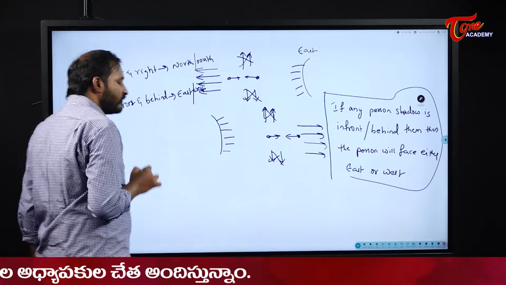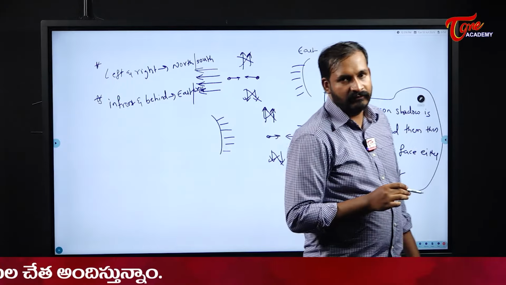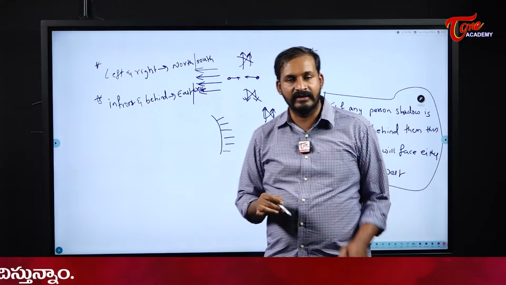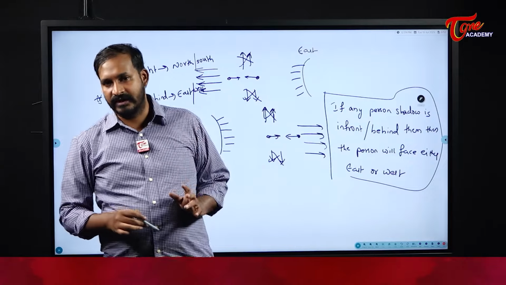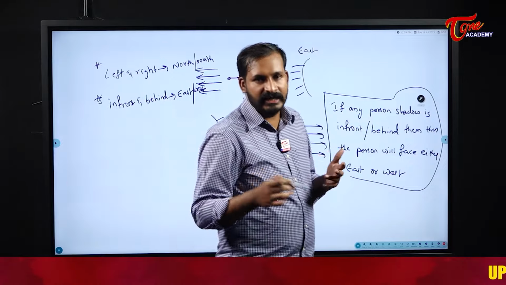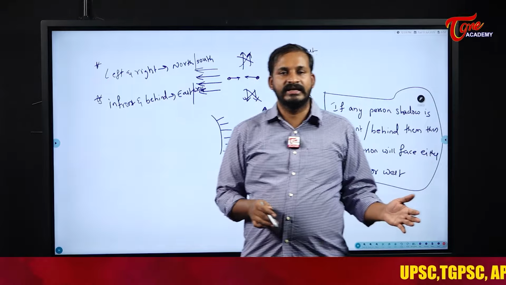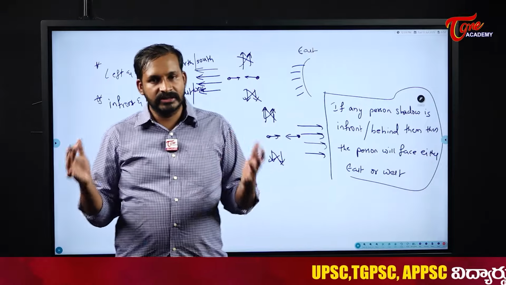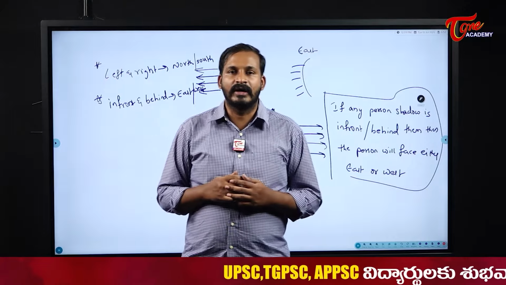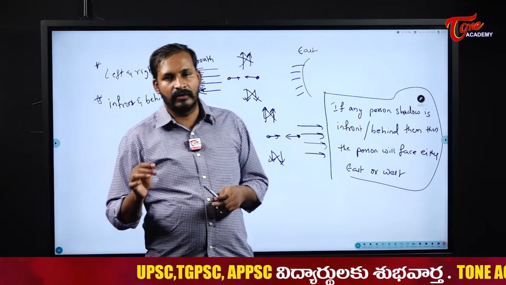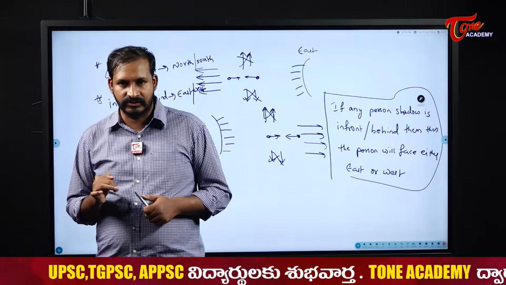Why? Because in the questions they will never say where the shadows are falling. They will just say in the morning or in the evening. We should understand that morning and evening mean in the morning the sun rises at east, in the evening the sun sets at west. So based on that logic, we will try to solve our problems. That is a very, very important thing here, students.